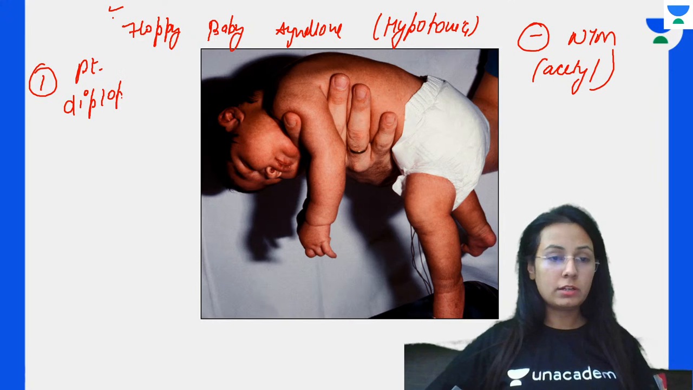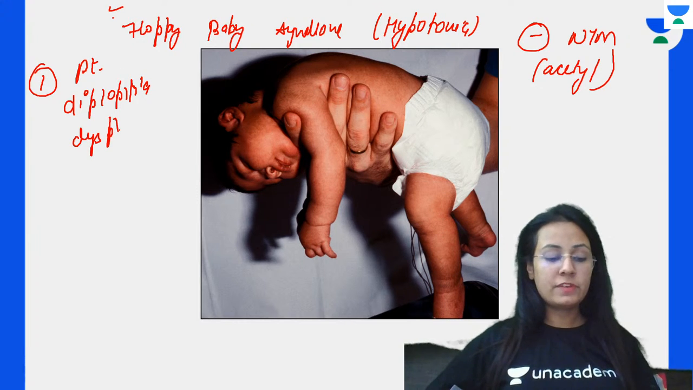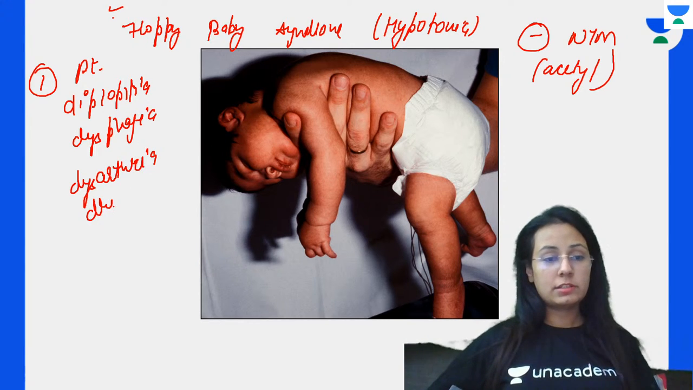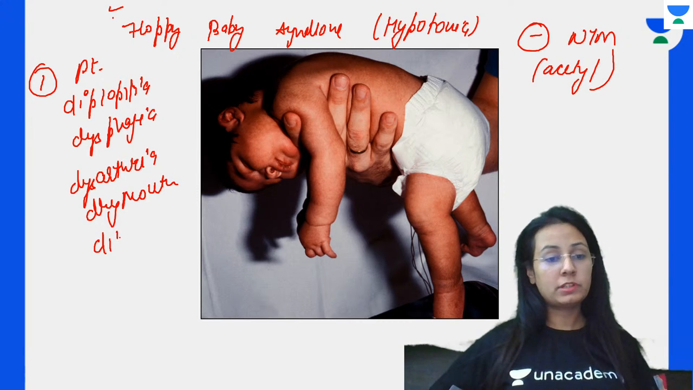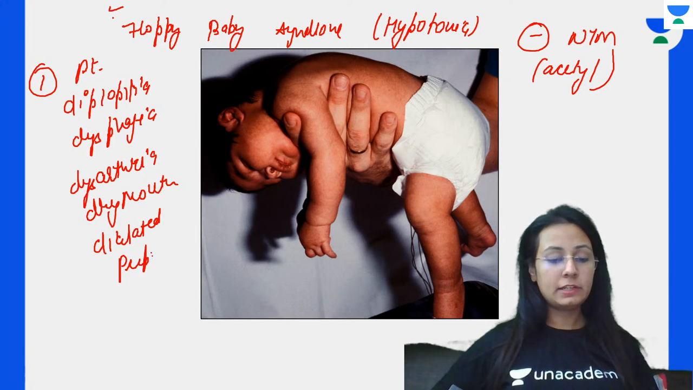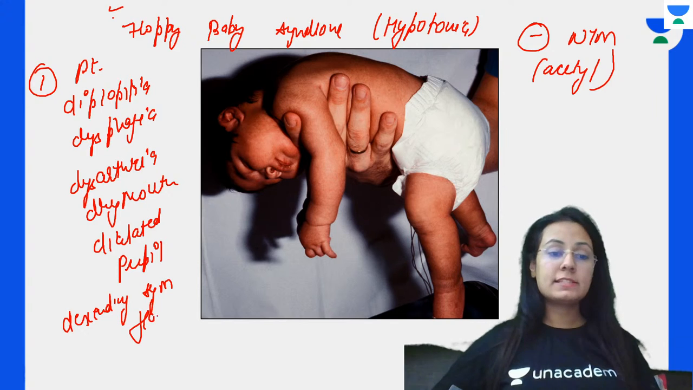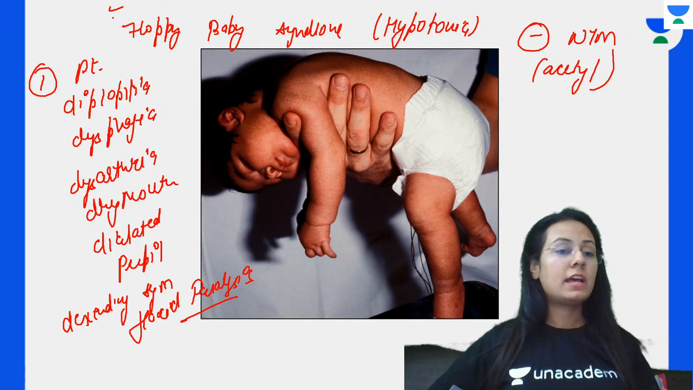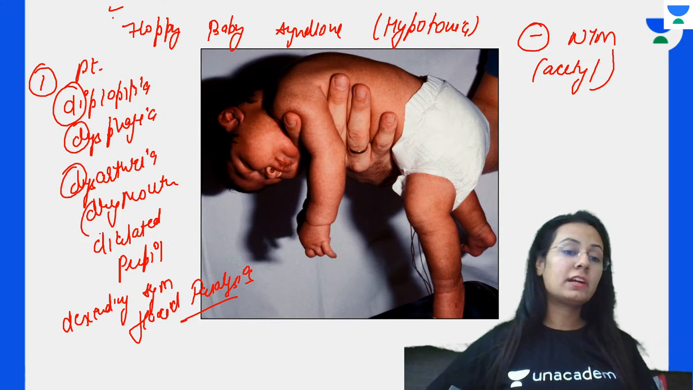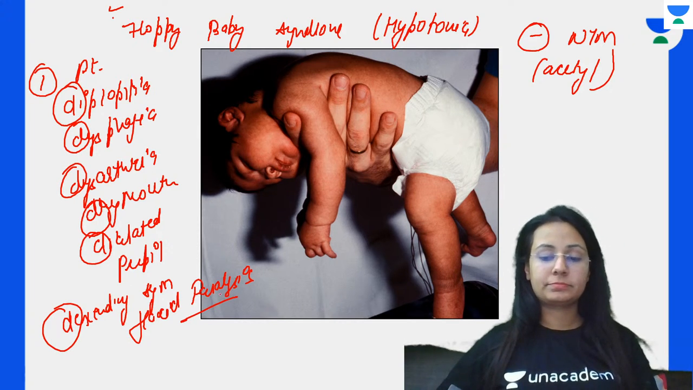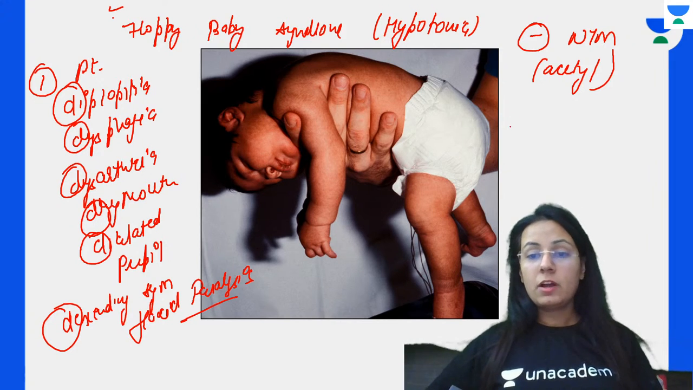Other than this, the patient starts with what? Diplopia, dysphagia, dysarthria, dry mouth, dilated pupil, and descending symmetrical flaccid paralysis. That is diplopia, dysphagia, dysarthria, dry mouth, dilated pupil, and descending symmetrical flaccid paralysis. Now, the most common is infant botulism.